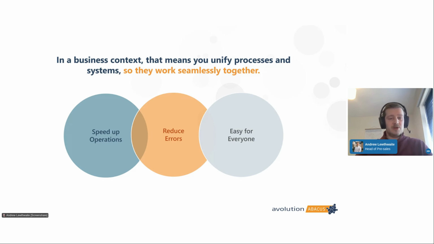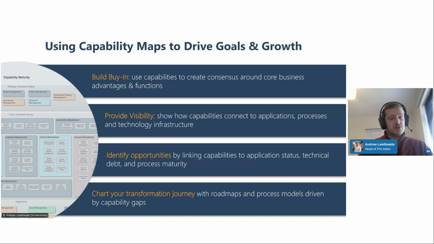We can reduce the amount of errors that we might come across. And we want to make that as easy as possible for everyone to access as well. Now, there are a few areas that we've seen organizations use capabilities to drive specific goals and objectives. And really, it's a great place to start to essentially build buy-in across the organization. If you have some kind of common reference model that everyone can relate to, it makes it much easier to provide some visibility across the organization.